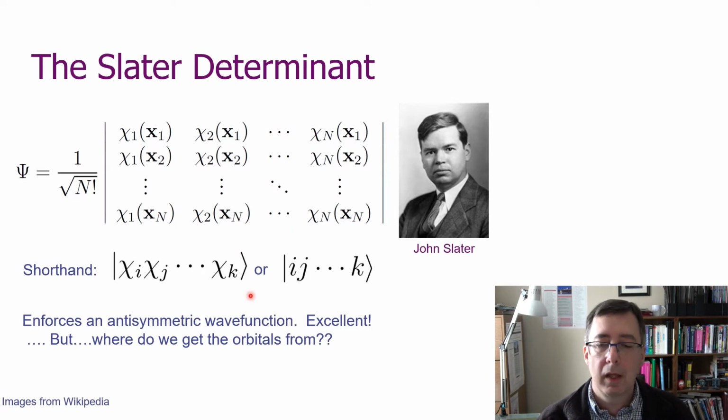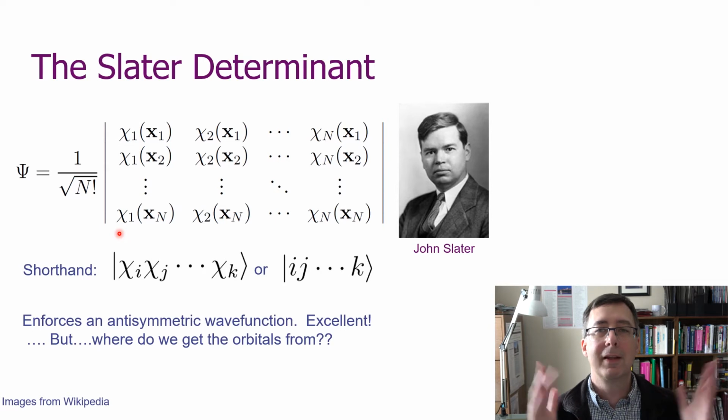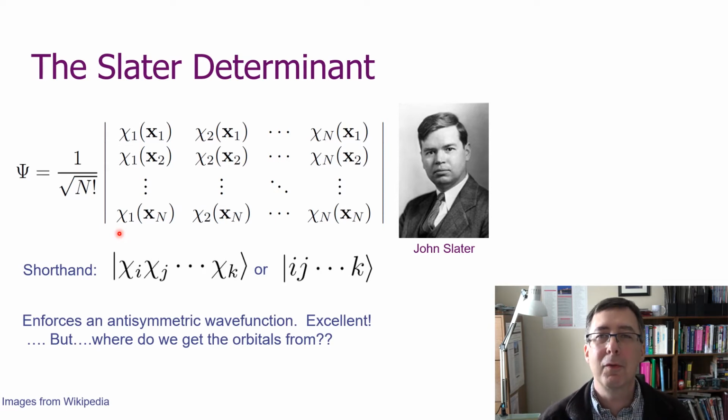Now, although this satisfies the anti-symmetry principle, these chi functions, these orbitals, where do I get them? They've got to come from somewhere. I need some kind of rule or equation to give these things to me.